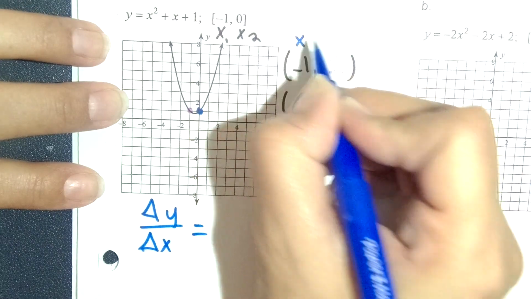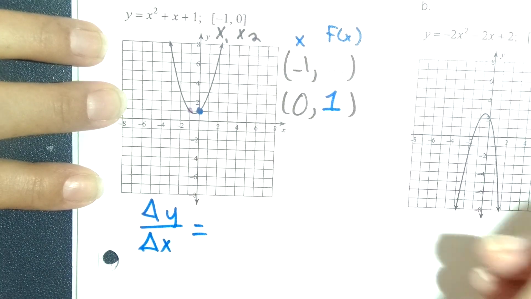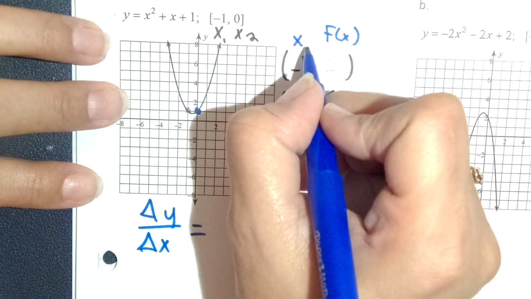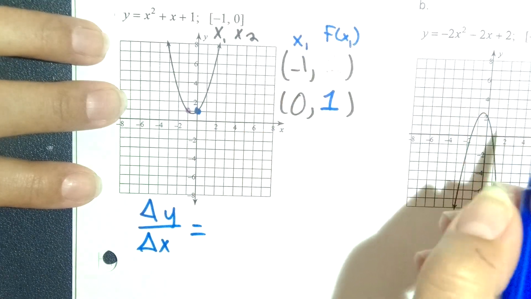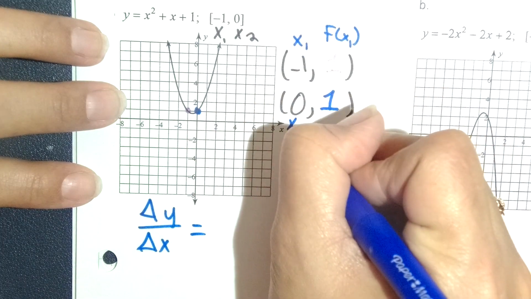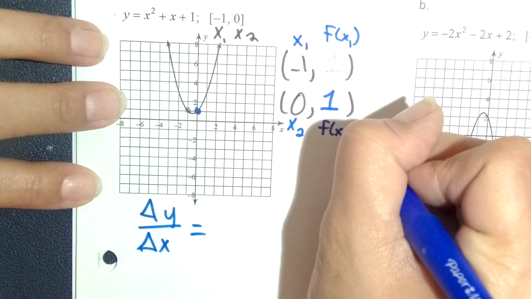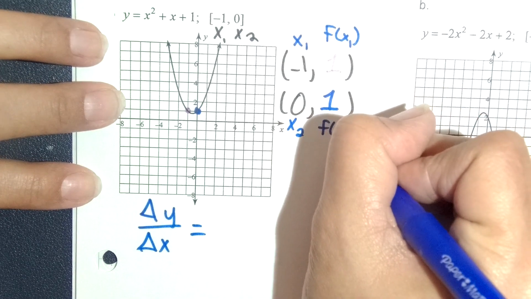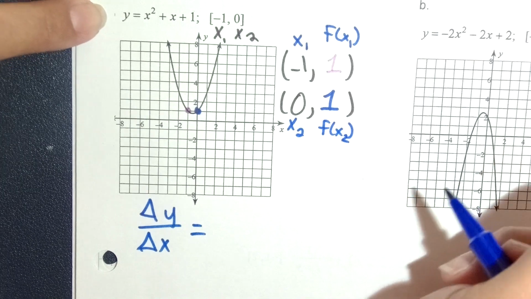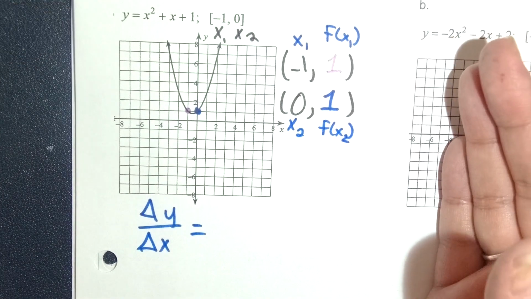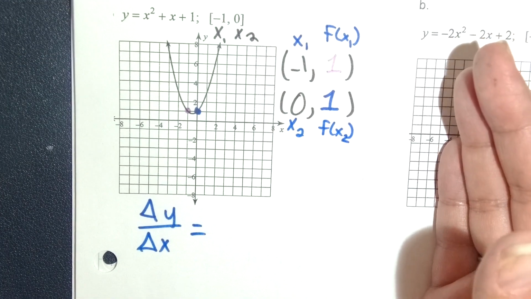So this is my x and this is my f of x. Okay? This is my f of x1 and x1, and this is my x2 and f of x2. And I know that it is f of x. Even though this says y, it's still a function. Remember, y and f of x are interchangeable.